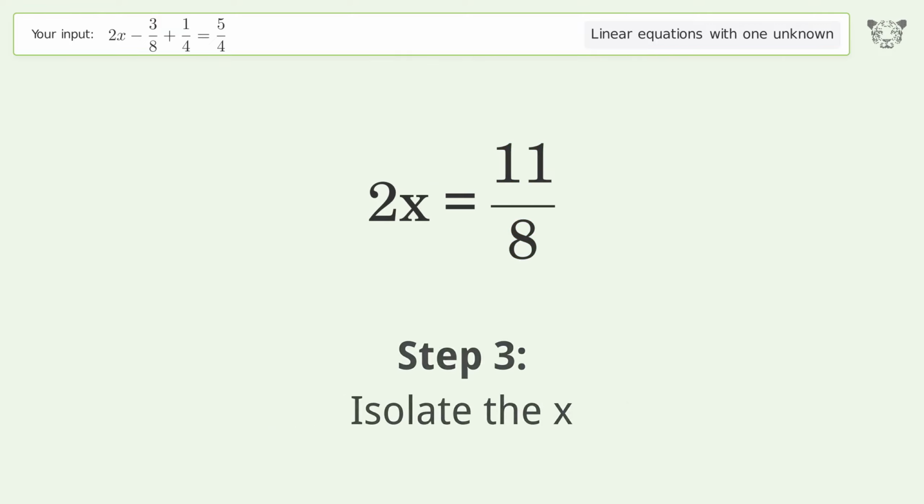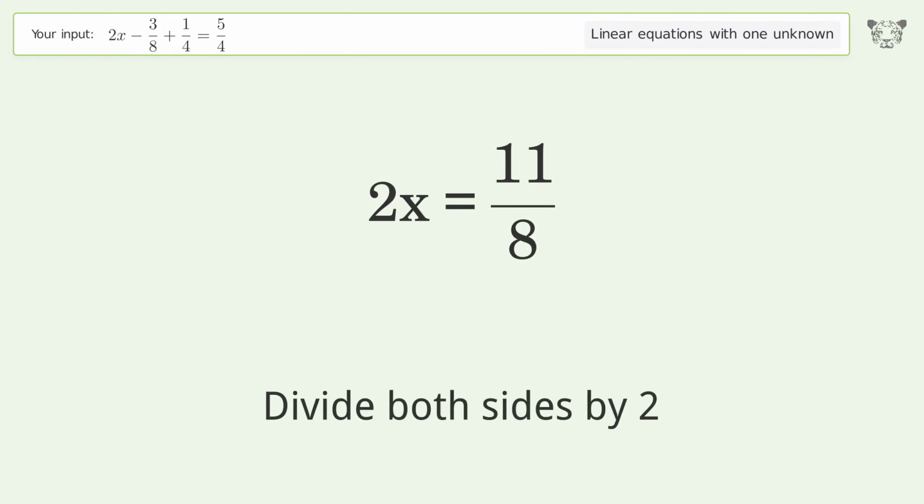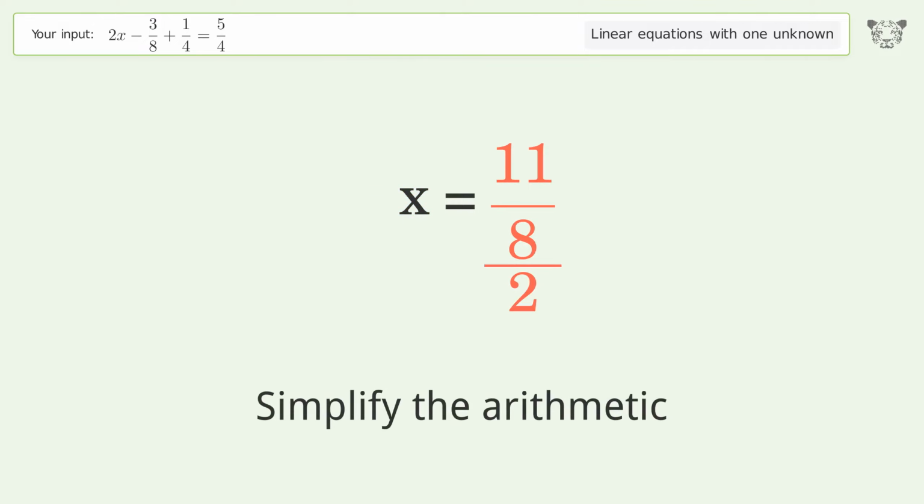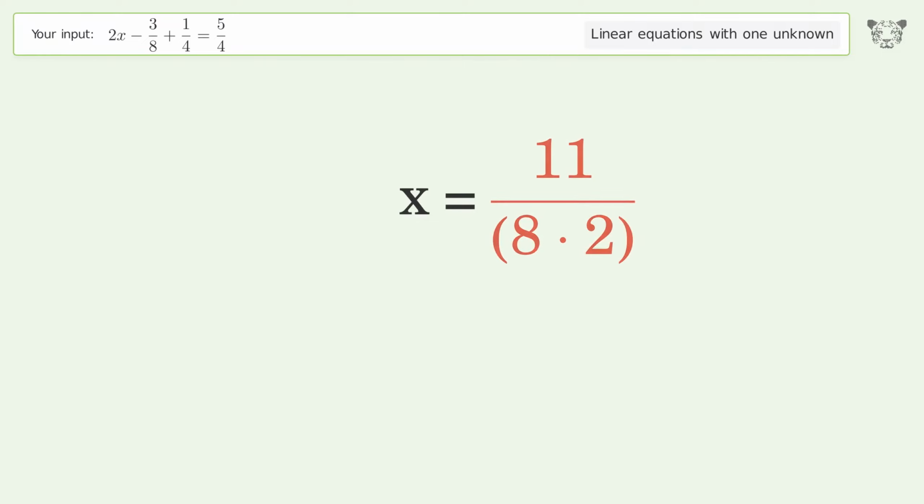Isolate the x. Divide both sides by 2. Simplify the fraction. Simplify the arithmetic. And so the final result is x equals 11/16.